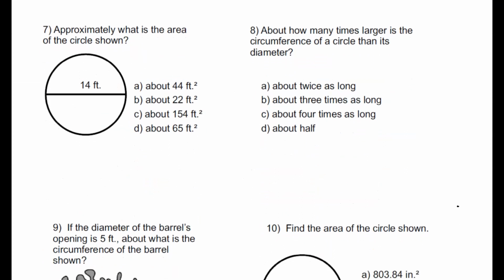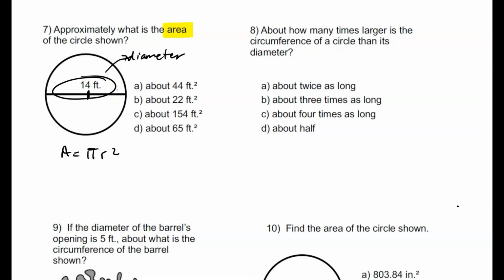Number 7, it says approximately what is the area of the circle shown. I'm going to have you do this on your own. Area formula, A equals pi r squared. But the key thing here is this is not a radius. This is a diameter. So again, go back to your notes. If I have a diameter, a line that goes all the way across of 14, how do I figure out what the line is that goes halfway across? I'm going to have you do that on your own.